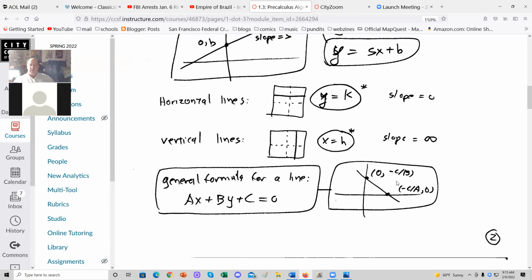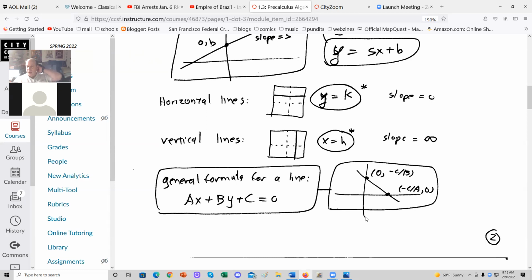Also, if it's neither vertical nor horizontal, then it will intercept both the x-axis and the y-axis. And that enables you to graph the line, because it intercepts the x-axis where y equals 0, so ax plus c equals 0, so x equals minus c over a.